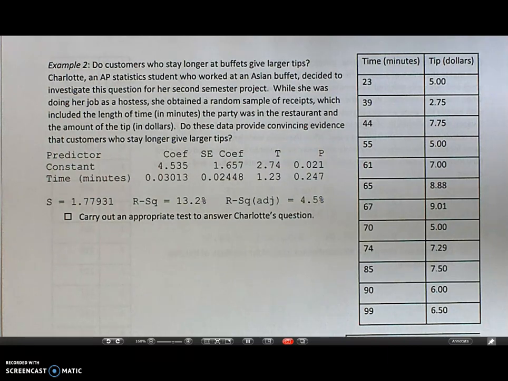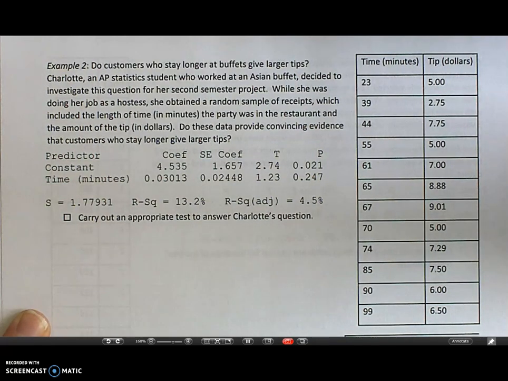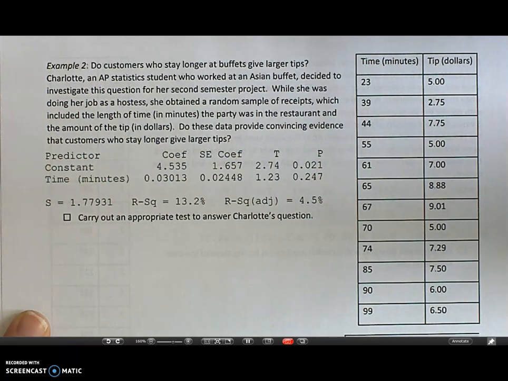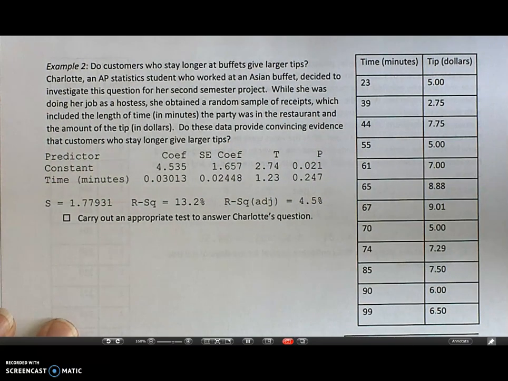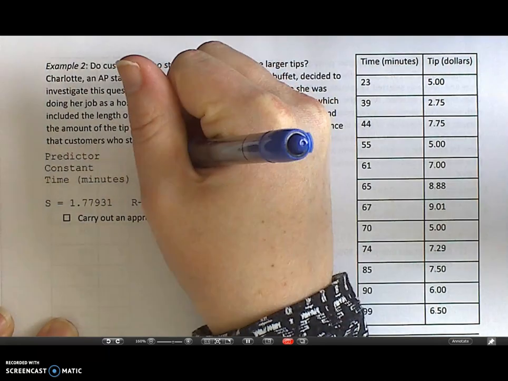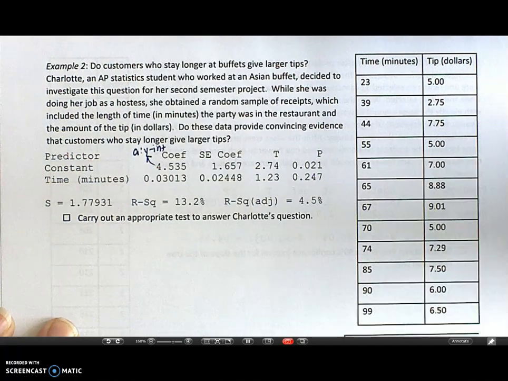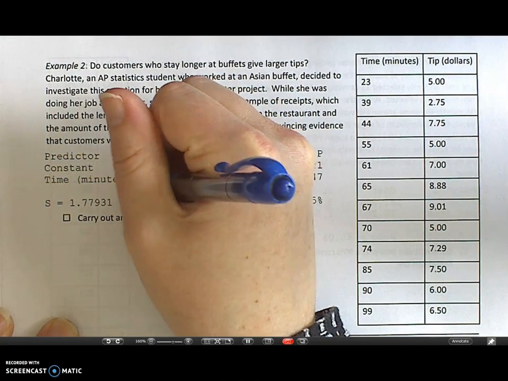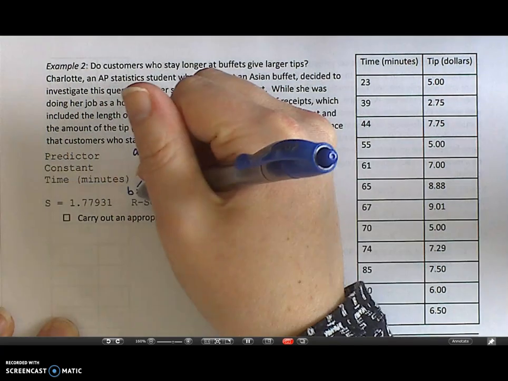So there's a lot presented to us on this page. We do want to carry out an appropriate test, and we'll get to that, but I want to talk about a few things first. First thing I want to talk about is the computer output, making sure we can identify everything that is there. This value here is our a, aka our y-intercept for the sample. The value here is b, aka our slope, again for our sample.